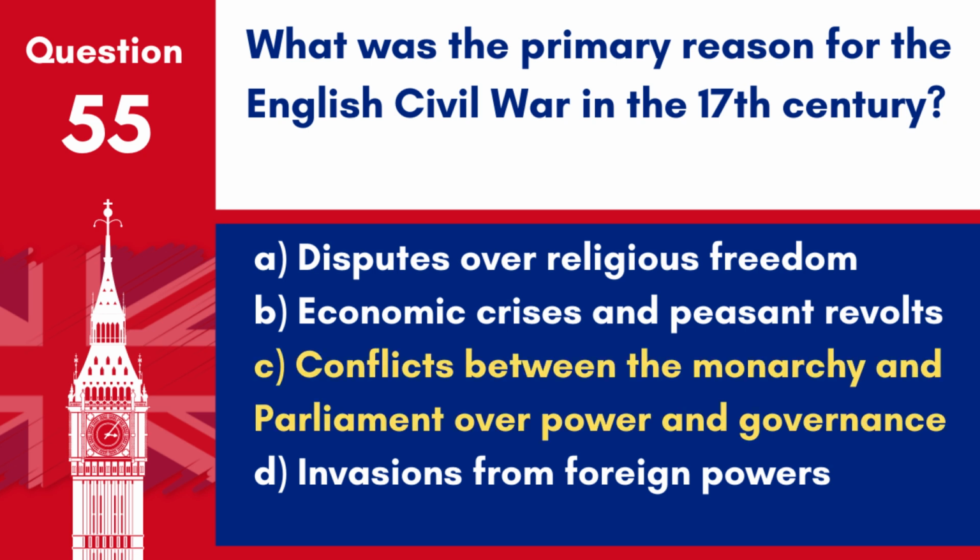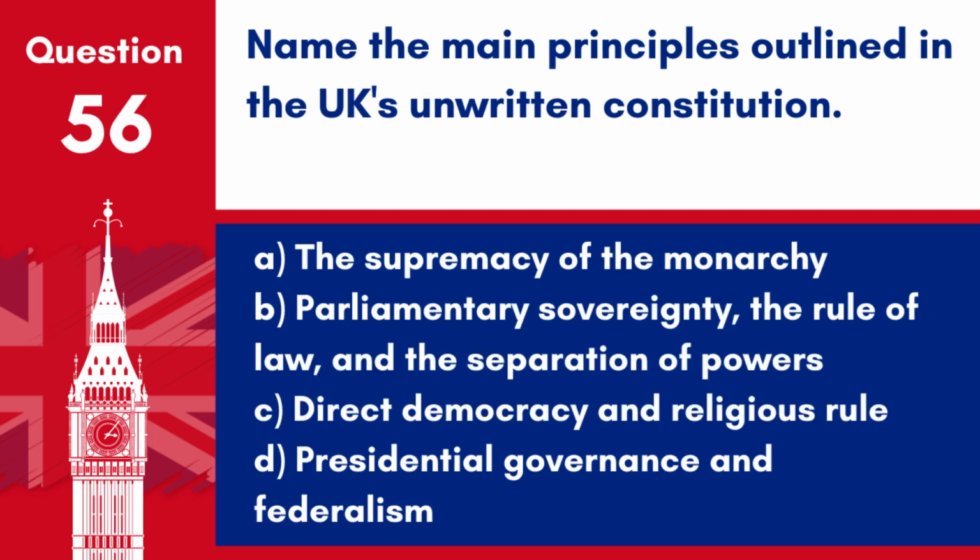Answer: C. Conflicts between the monarchy and parliament over power and governance. The English Civil War was primarily fueled by power struggles between King Charles I and Parliament. Question 56. Name the main principles outlined in the UK's unwritten constitution. A. The supremacy of the monarchy. B. Parliamentary sovereignty, the rule of law, and the separation of powers. C. Direct democracy and religious rule. D. Presidential governance and federalism.